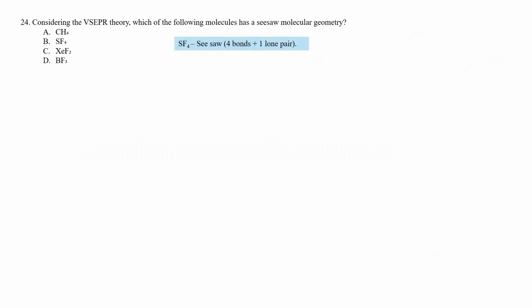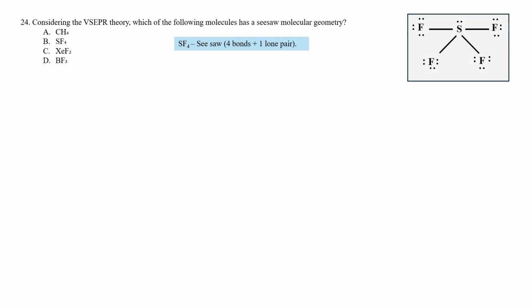Question number 24. Considering the VSEPR theory, which of the following molecules has a seesaw molecular geometry? If you consider the shape of the given answers, SF4 has a seesaw shape, or we call it distorted tetrahedron. In seesaw shape, there are 4 bonds and 1 lone pair on the central sulfur atom.